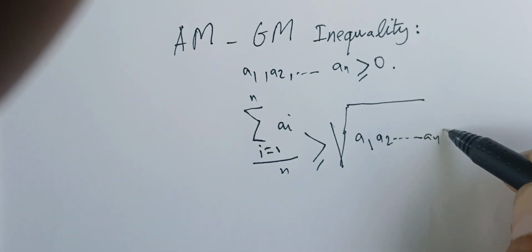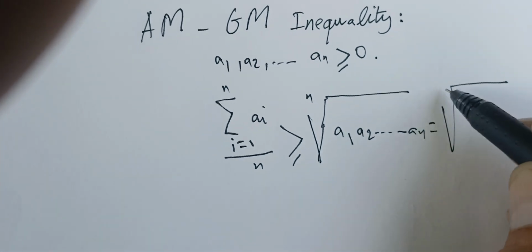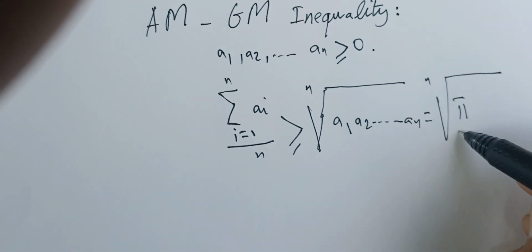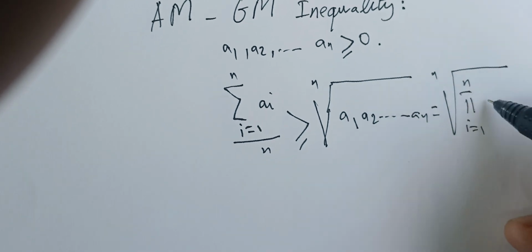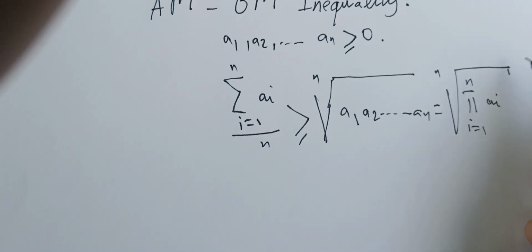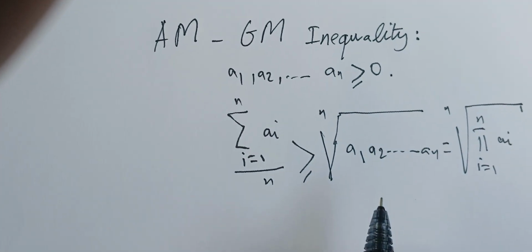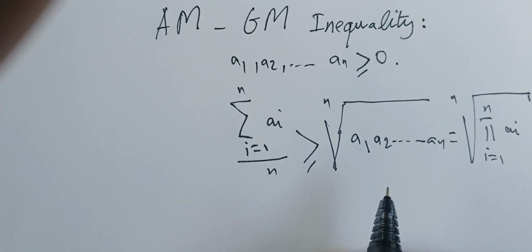Which I write the nth root here, which I write as the nth root of the product of i going from 1 to n of Ai. So this is a compact notation for the product.